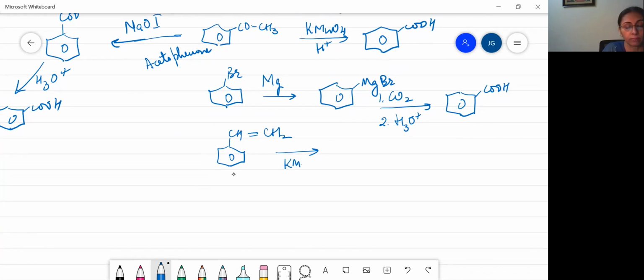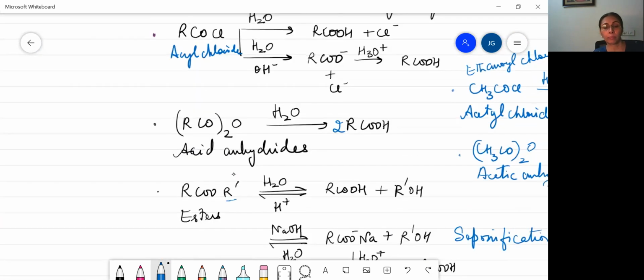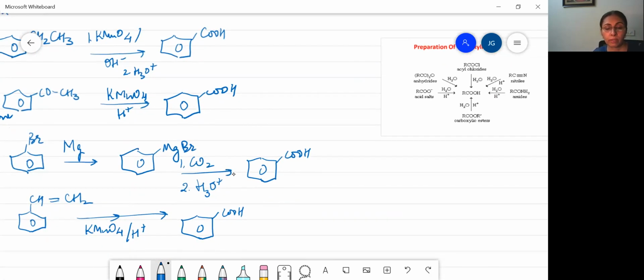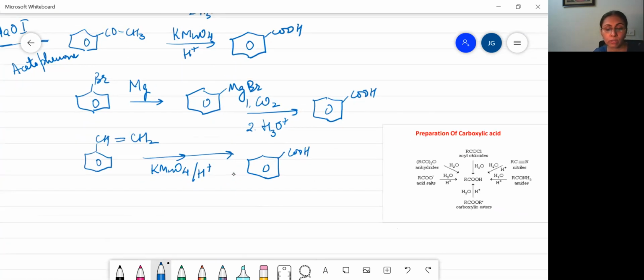So again, strong oxidizing agent, this bond will break, okay, and it will give you carboxylic acid. So these are the various methods by which we can prepare carboxylic acids. So there's a brief chart over here which gives a summary of all these methods.